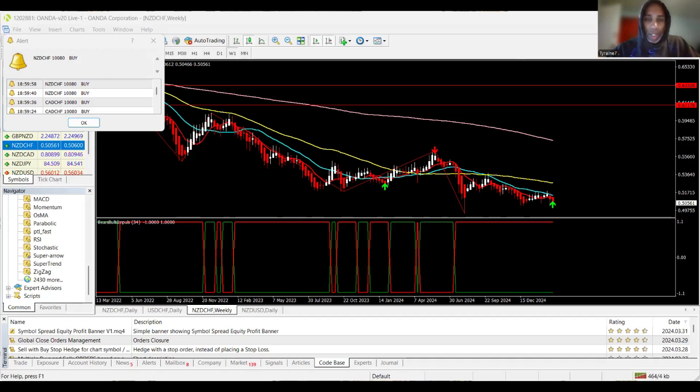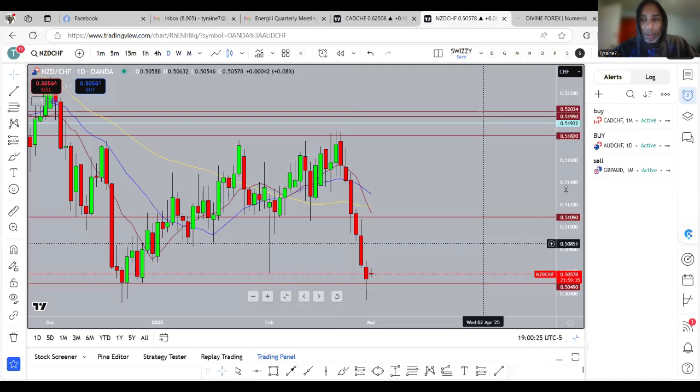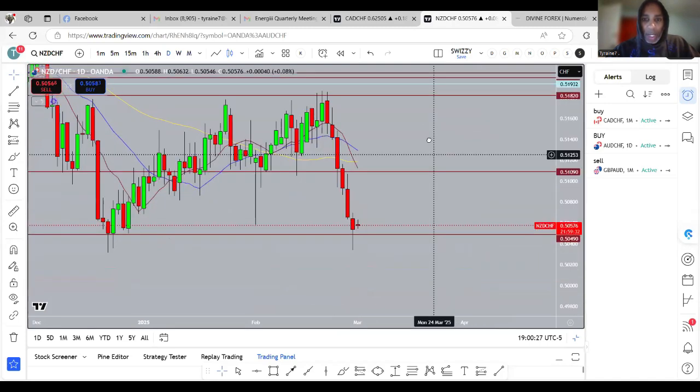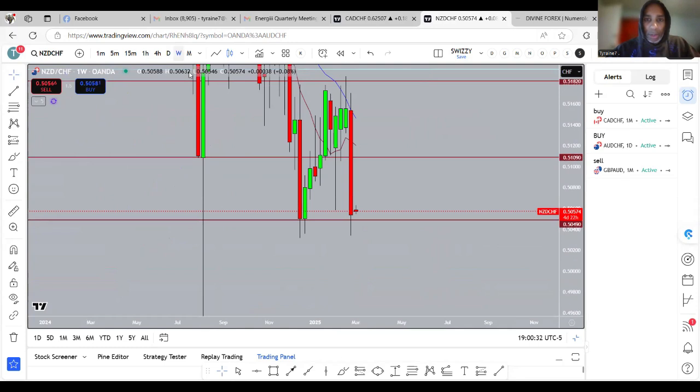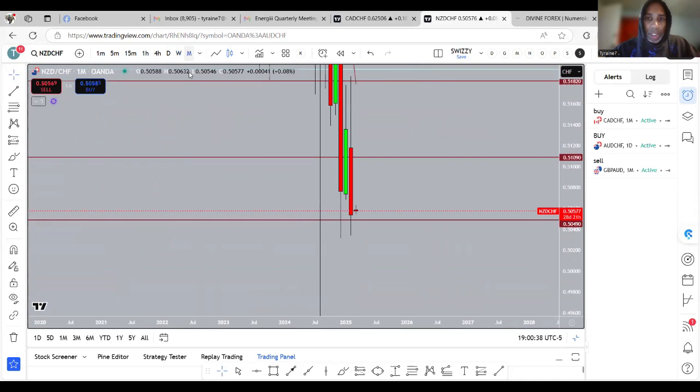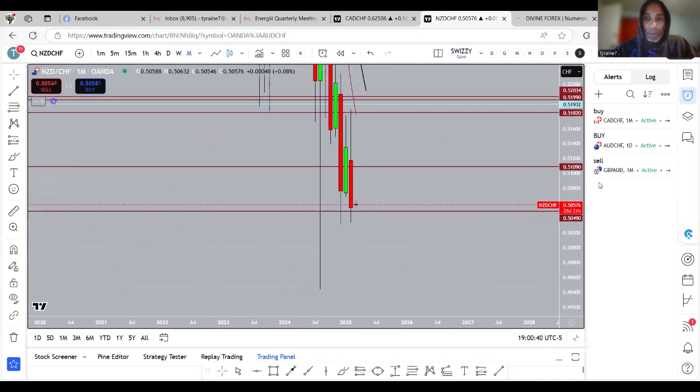NZD Swiss. Okay, let me share my screen. So here we go. If you look at this, this is the daily. Here is the weekly. So it was a big drop last week, so it's probably going to pull back if anything. And then this is the month.